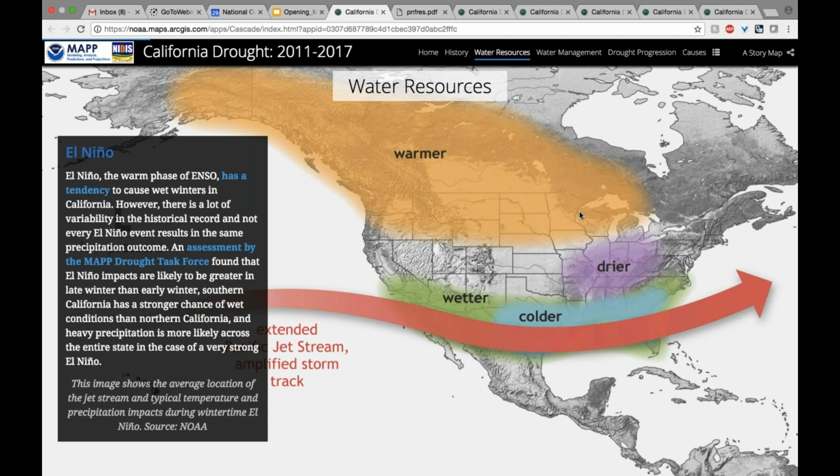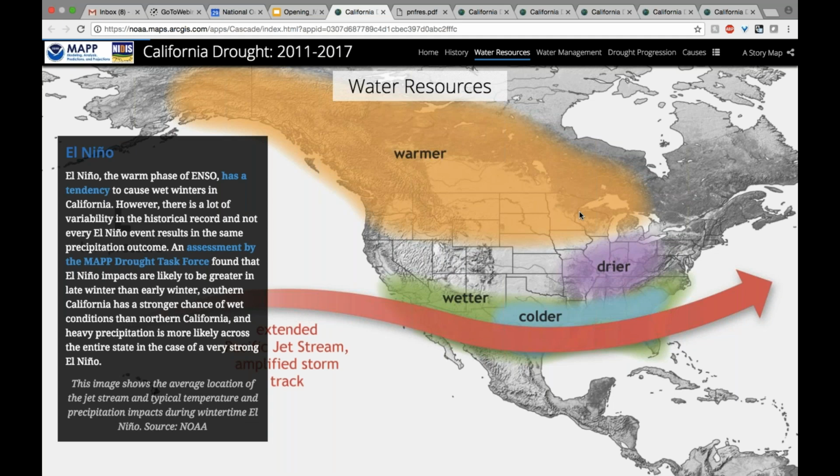Now, with that said, this is showing the typical average wintertime pattern, and no El Nino is exactly like another El Nino. There's still a lot of variation from event to event. For example, the strong El Nino events in 1997-98 and 1982-83 led to considerable rainfall and flooding over the West Coast in California, but an equivalently strong El Nino in 2015-16 did not lead to drought-busting rainfall that people might have otherwise expected. So the lesson from this is that climate forecasts have a lot of uncertainty, and El Nino is really just one piece of that puzzle.